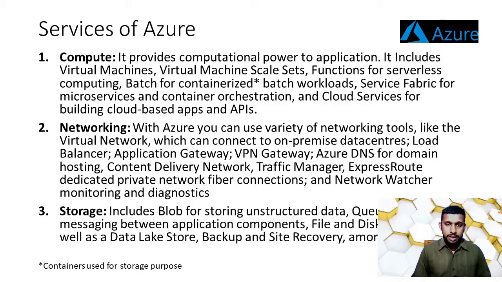The third infrastructure as a service is storage. Microsoft includes different types of storage structure. The important one is blob, that is used for unstructured data. The second is queue, that is for inter-process communication within the applications.